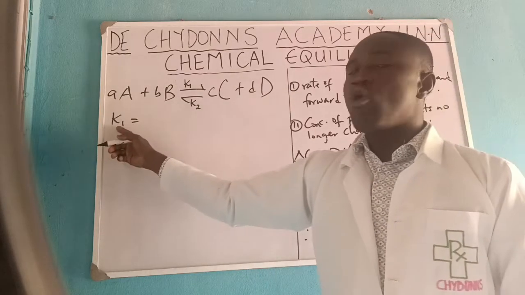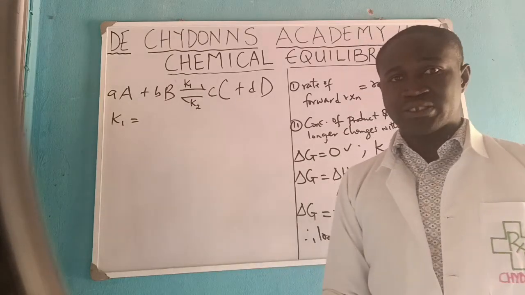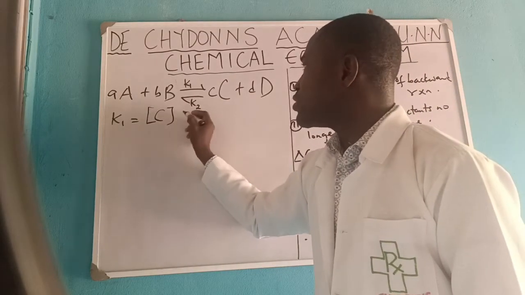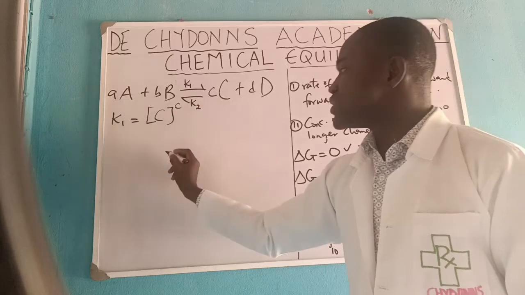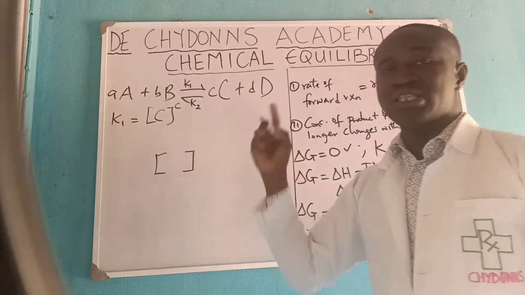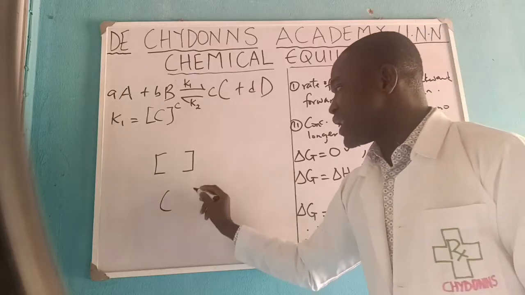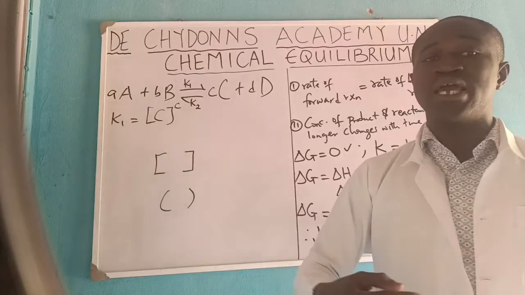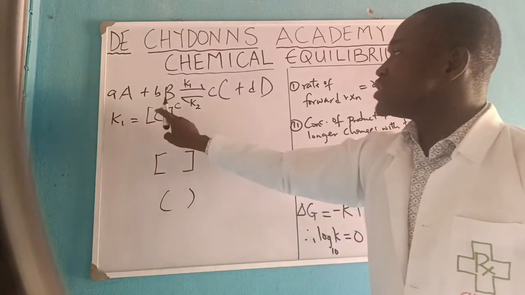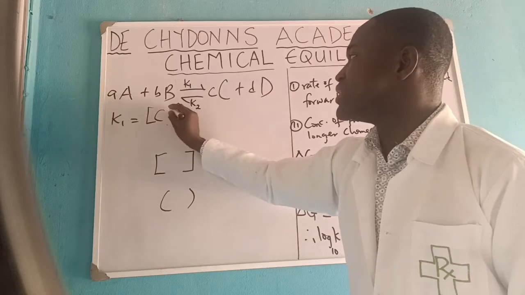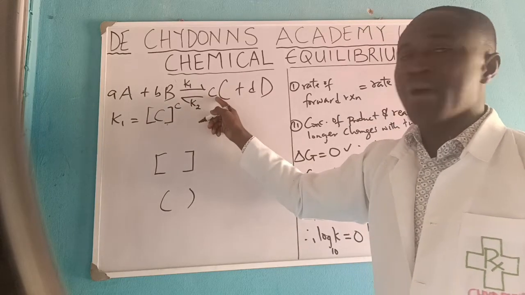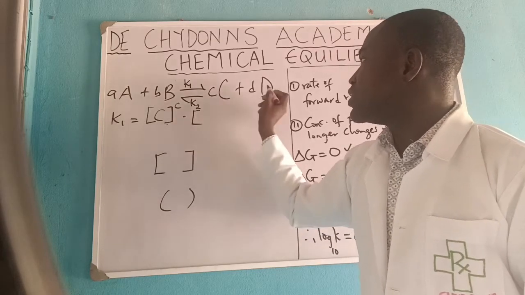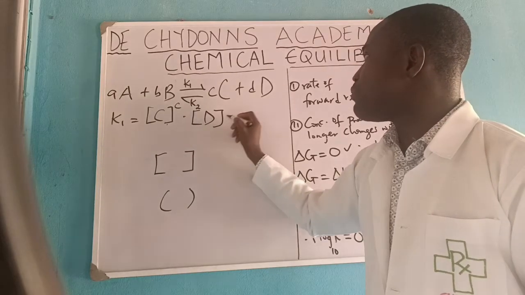Now, this obeys Le Chatelier's principle, which says that you take the concentration of the products raised to the power of the number of moles. When you see a symbol like this, it means concentration in chemistry. When you put it like this, it is not concentration. When you see square brackets like this, it means concentration. So this square bracket is what we will put here, raised to the power of the number of moles of that product C, times the one of D, raised to the power of its number of moles.